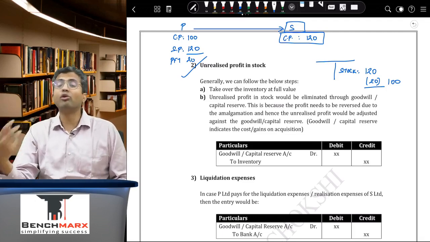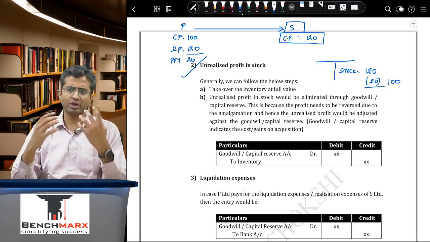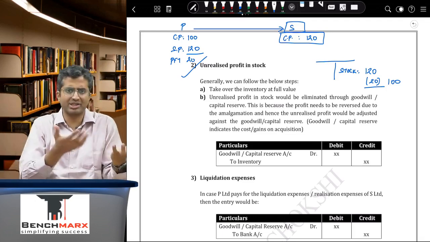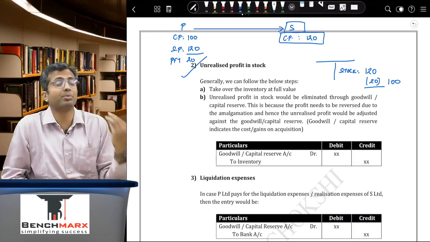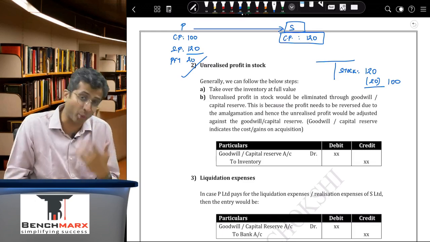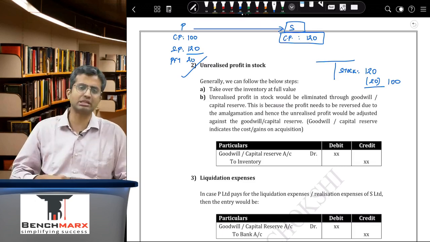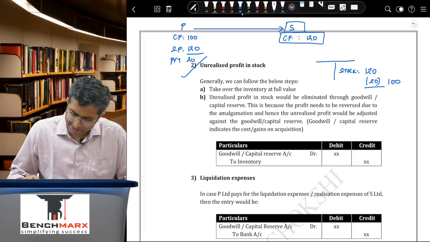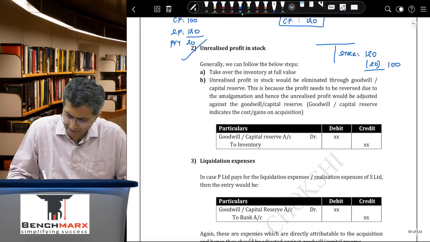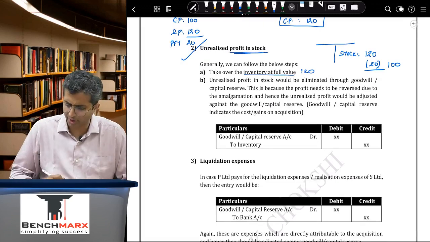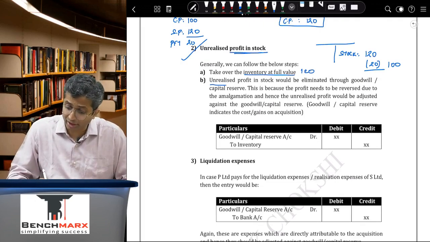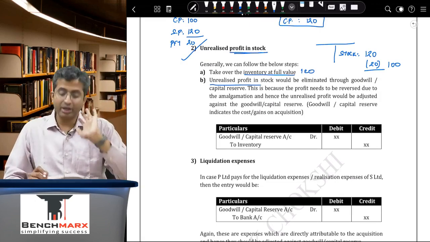Or if you have overpaid for the purchase, we would say that we have paid 200 more as compared to the assets. In reality, you have not paid 200 more, you have paid 220 more as compared to the assets. The 20 additional increases the cost and hence the goodwill. So over here, if there's any unrealized profit in stock, you will first take over the inventory at full value, in our example at 120, and then adjust for the unrealized profit for the inventory which is unsold.